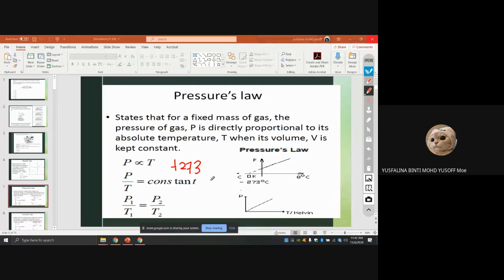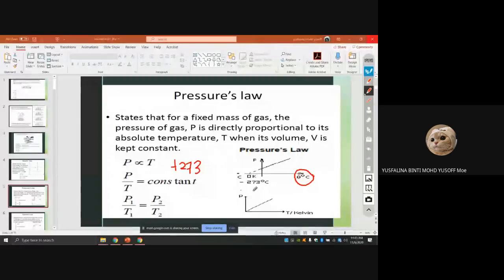And then the graph. If the x-axis is in degrees Celsius, the graph is increasing linearly and will not pass through the origin. But if you extrapolate the graph and make it longer, it will intercept the x-axis there. This is called absolute zero temperature. What does absolute temperature mean? It is where the kinetic energy of the molecules is almost zero, meaning the molecules are not moving.